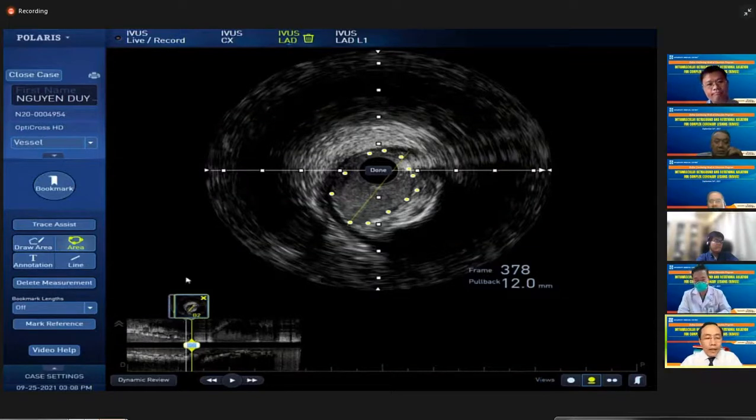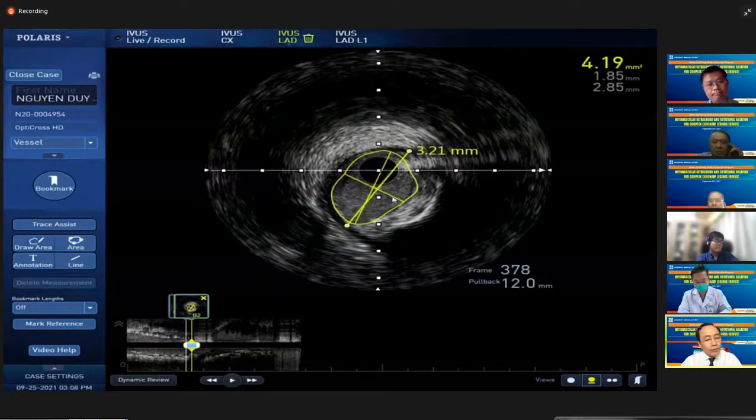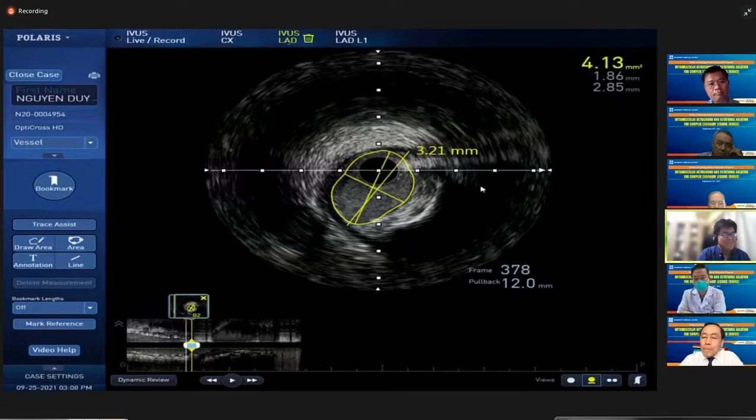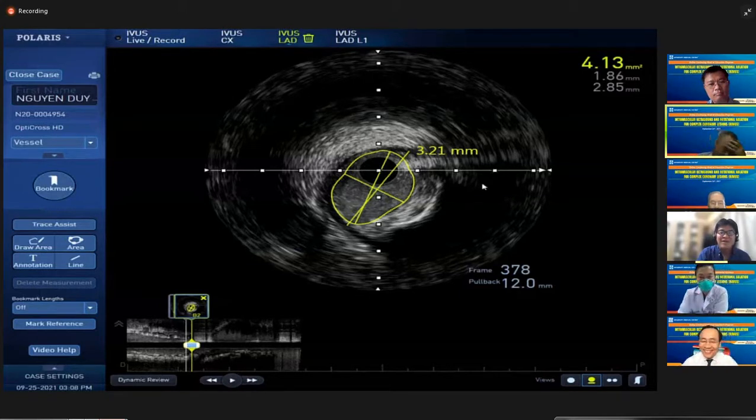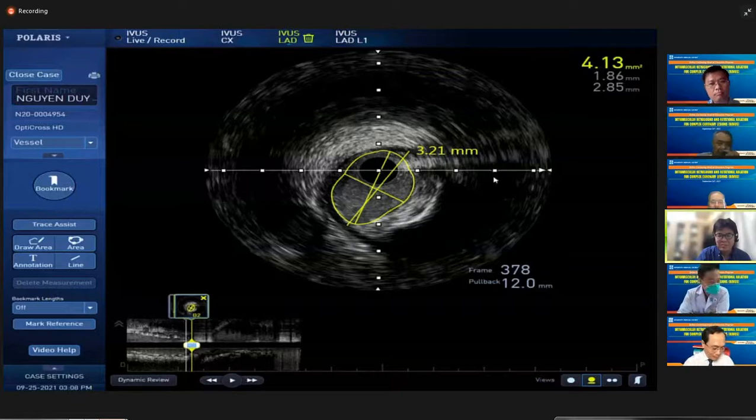Thank you. Now I want to hear the comment of Dr. Kuramitsu about the strategy, one or two stent. Thank you. I think one stent is enough in this patient. So anyway, could you show us the IVUS pullback from the LAD? I want to see the movie.